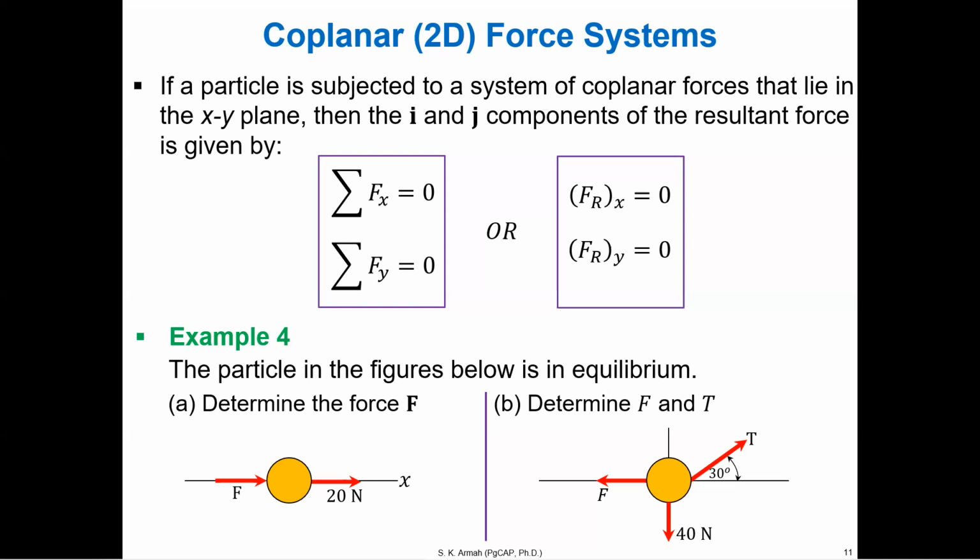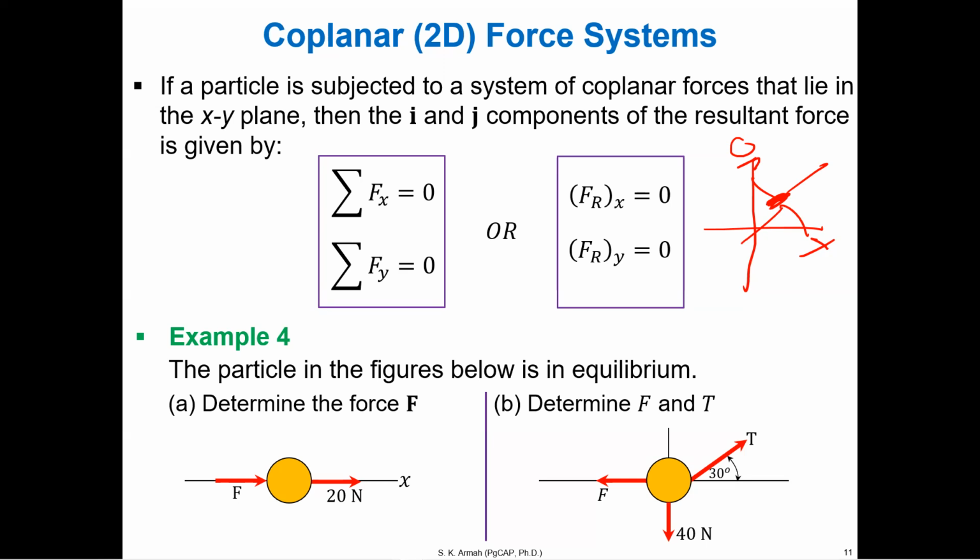But if the particle is in 2D, in a plane, then we can just say the sum of forces in the x direction is 0 and the sum of forces in the y direction is 0. That's if you are looking at the particle in the xy plane, maybe subjected to some kind of force, and the forces are, of course, coplanar and concurrent.